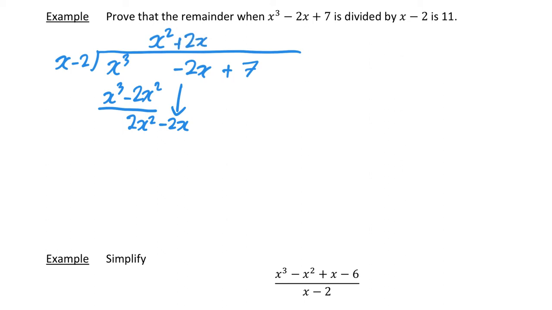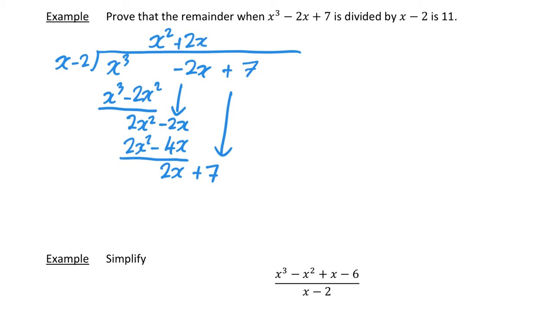You then multiply your whole thing, your x minus 2, by positive 2x to give you 2x squared minus 4x. Do your horizontal line and subtract, giving you 0. Then minus 2x minus 4x is minus 2x plus 4x, which is going to be 2x. Bring down your 7.